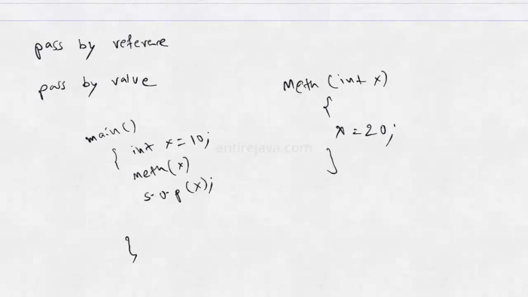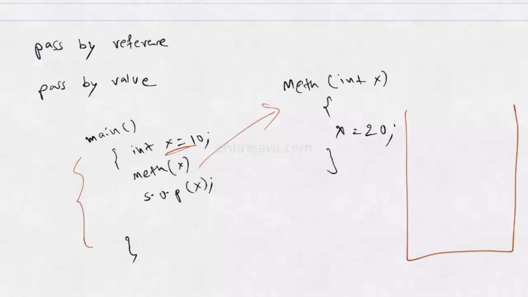In this video, I'm going to talk about pass by value and pass by reference. Take a look at this program. We have a main method, and inside the main method we have initialized a variable x, and we are sending that as a parameter to a method which is in another class. Here is how it works.